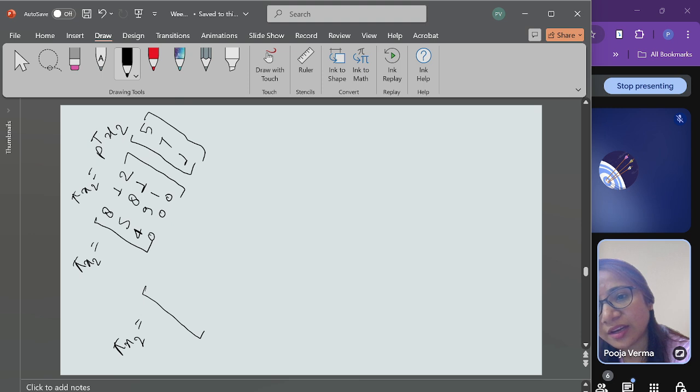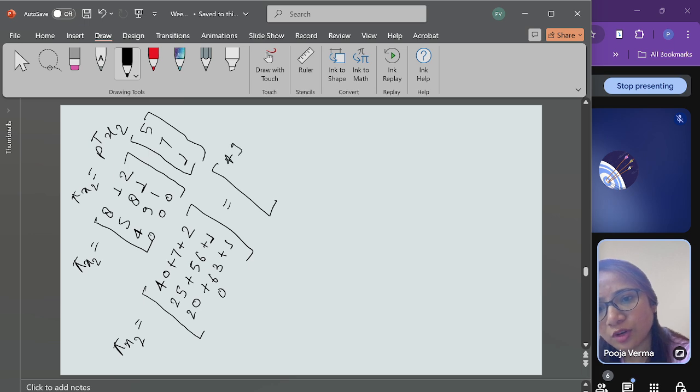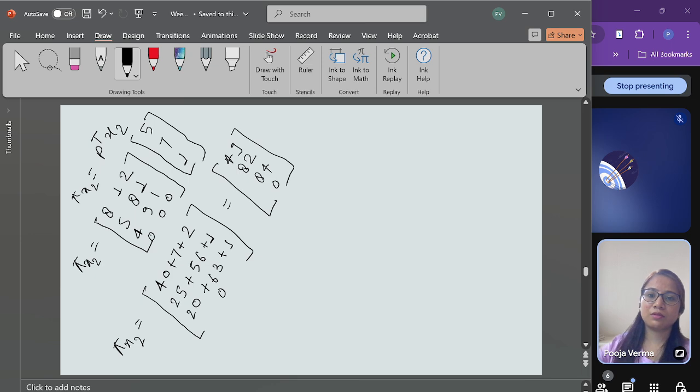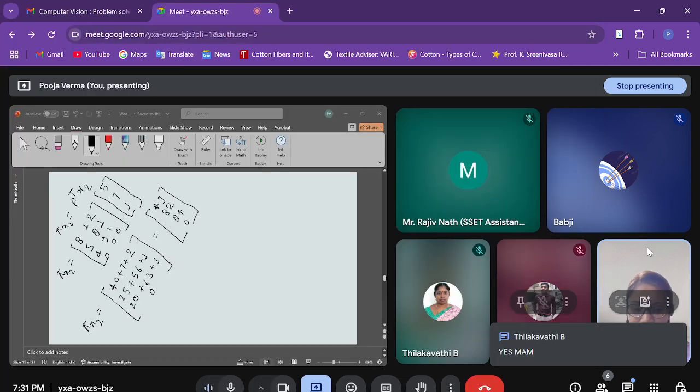I am directly writing it: 40 plus 7 plus 2, then 25 plus 56 plus 1, then 20 plus 63 plus 1, and the next is 0. If you add these values, you will get 49, 82, 84 and 0. Are you solving this question? So pi x1 and pi x2 values we have got. Now, it is a little bit lengthy question.